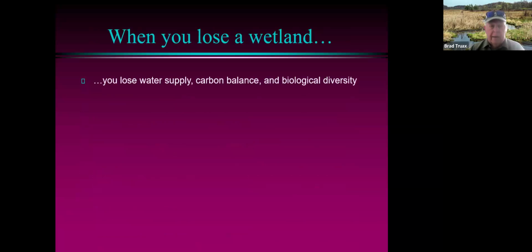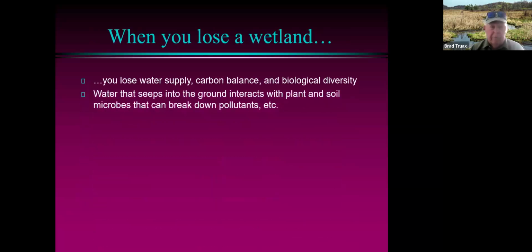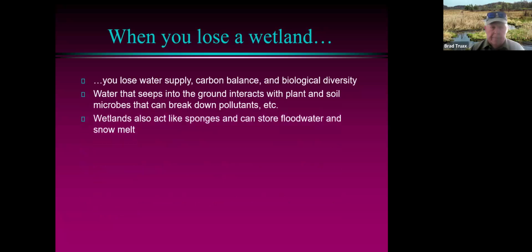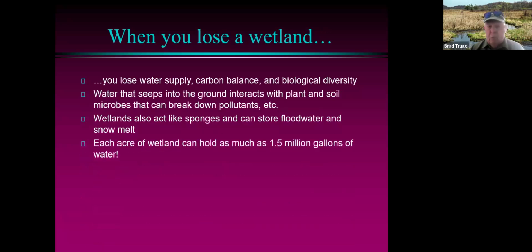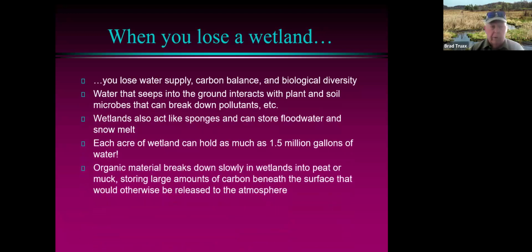So when you lose a wetland, you lose water supply, carbon balance, and biological diversity. So wetlands are extremely important to all of us. Water that seeps into the ground interacts with plant and soil microbes that break down pollutants and so on. And the wetlands act like giant sponges. They can store flood water and snow melt. And each acre of wetland can hold as much as 1.5 million gallons of water. That's a pretty incredible number.